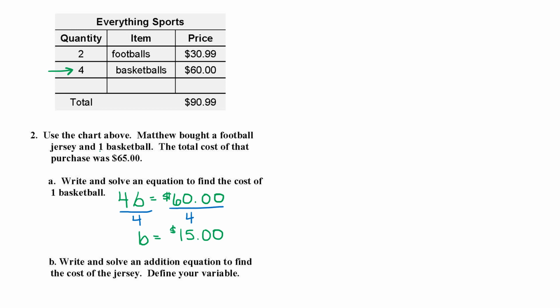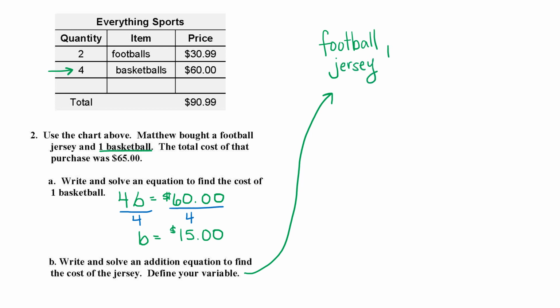And so right here we have a basketball, which is $15, and he bought a football jersey. So I'm going to come up here. All right, so he bought a football jersey plus a basketball, and that equals $65. So the jersey and the basketball equal $65.